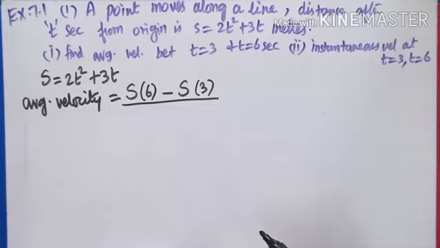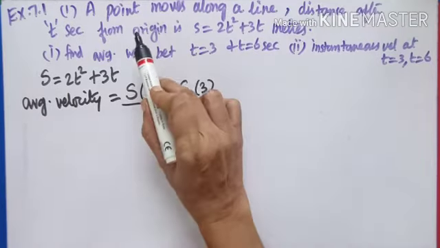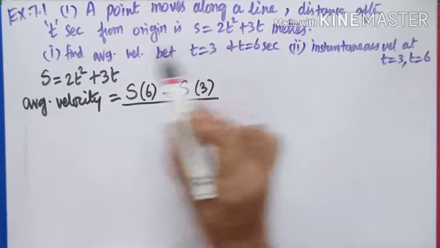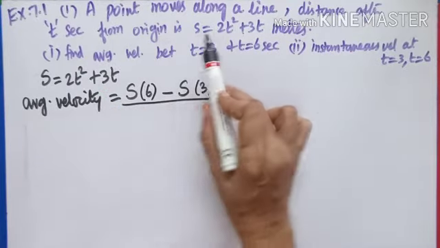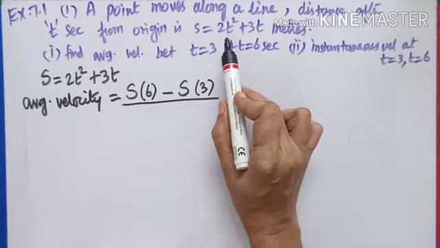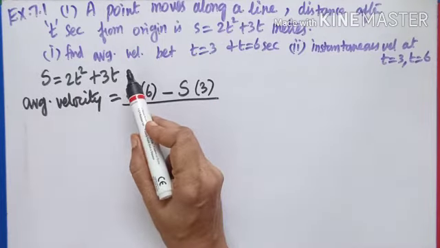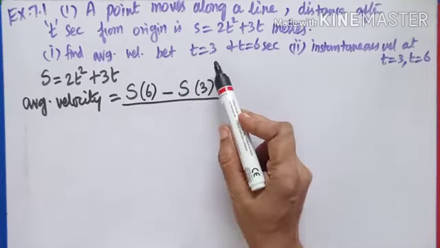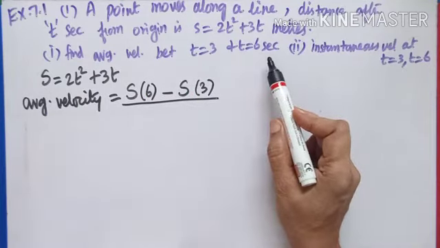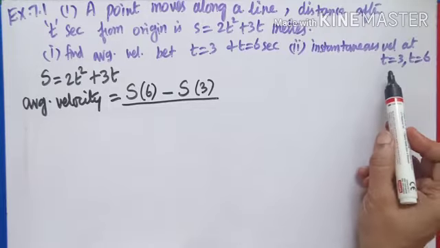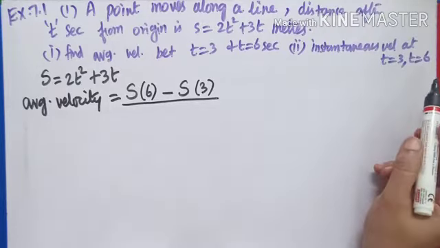Exercise 7.1, question number 1. A point moves along a line in such a way that the distance after t seconds from the origin is s equals 2t square plus 3t meters. Find average velocity between t equals 3 and t equals 6 seconds. Also, instantaneous velocities at t equals 3 and t equals 6.